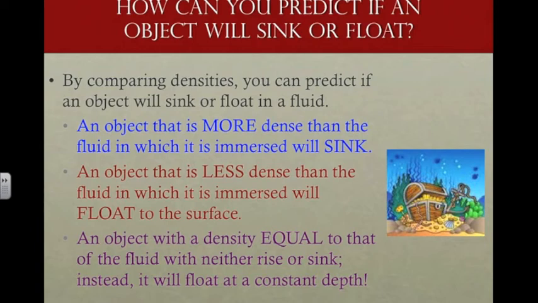And finally, an object with a density equal to that of the fluid in which it is immersed will neither rise nor sink. Instead, it will float at a constant depth. This is sort of how submarines work, and also why fish, sea turtles, and dolphins don't all sink to the bottom of the ocean, but they also don't all float at the top.